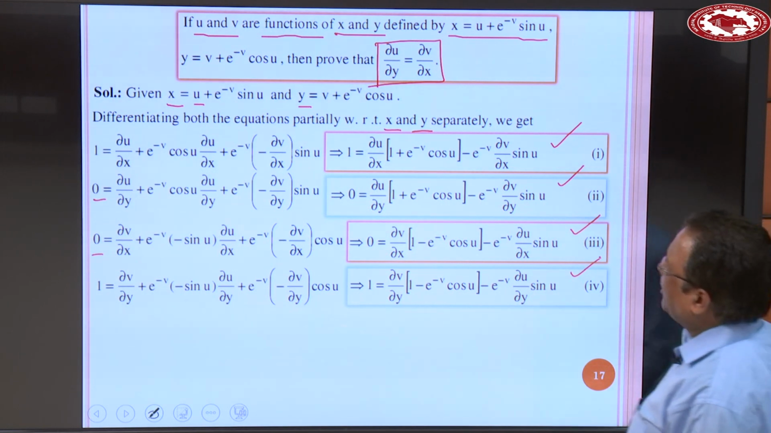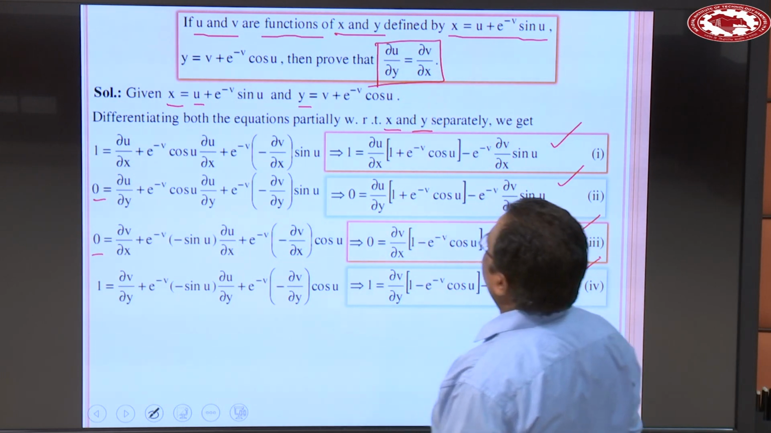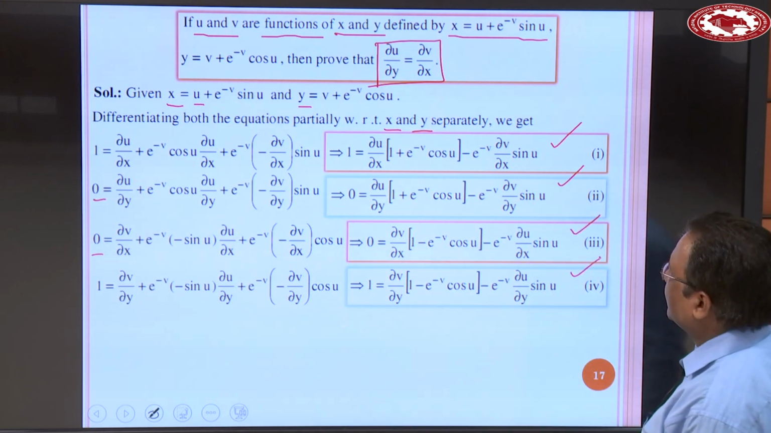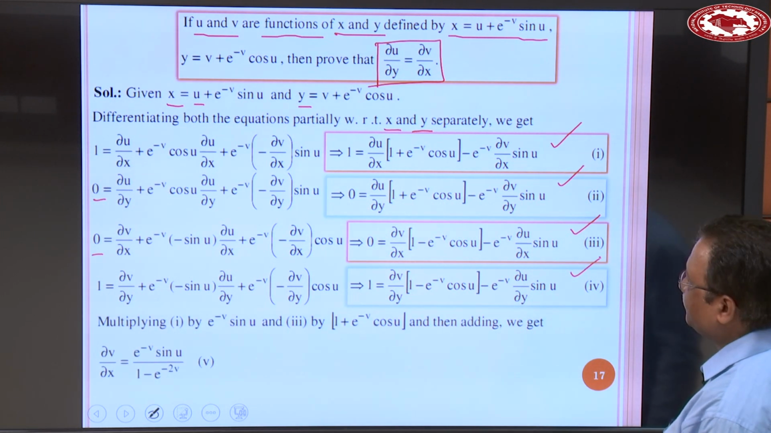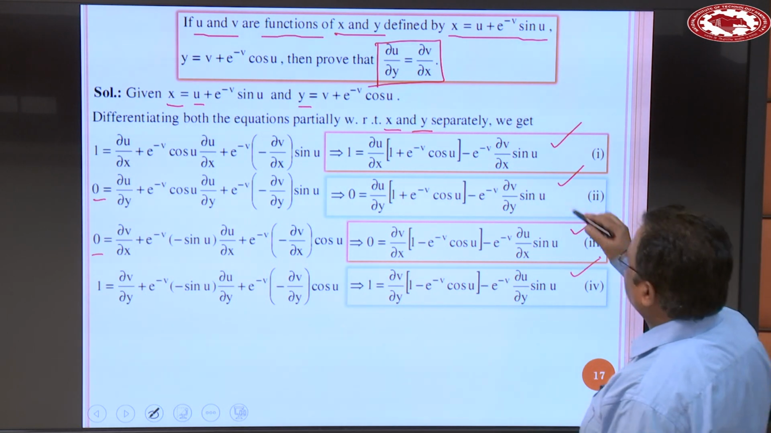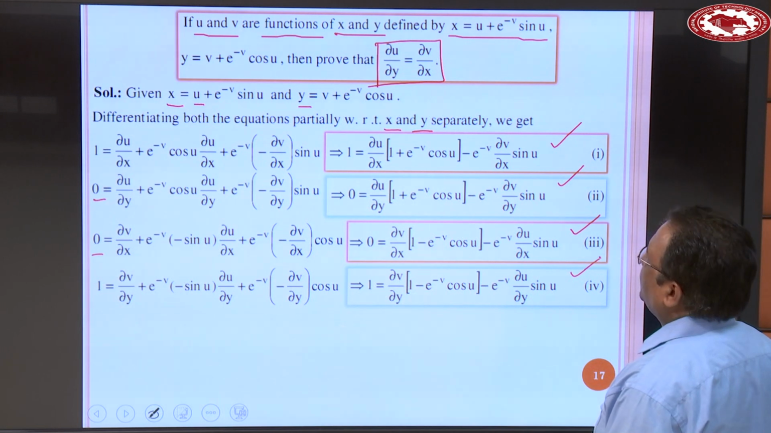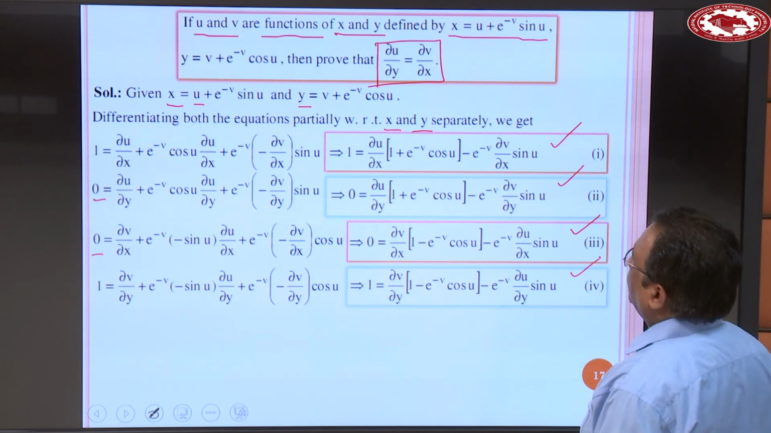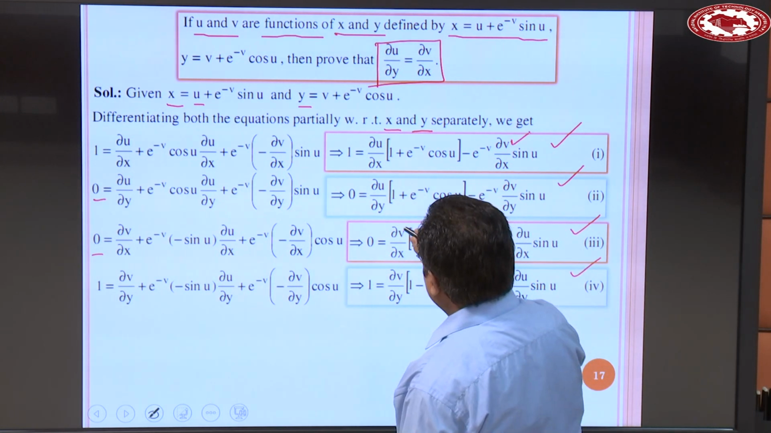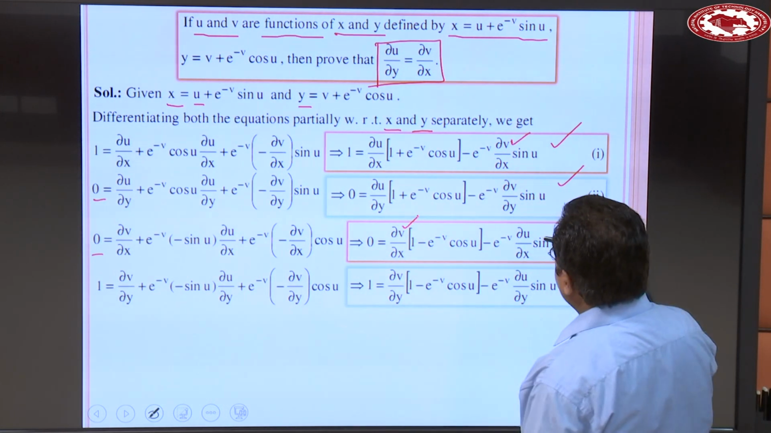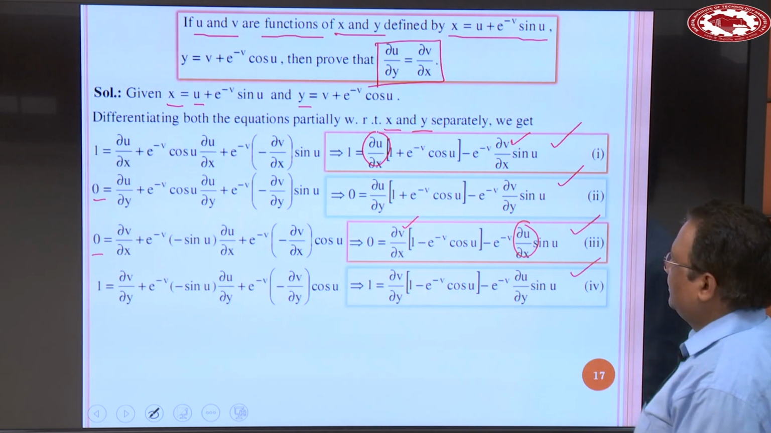Now, in this problem we require curly u over curly y and curly v over curly x, curly u over curly y and curly u over curly x. Now, see this equation, equation number 1 and equation number 3, curly u over curly y, we need curly v over curly x. We need this one and this one, and we have to delete this part from these two equations, right.